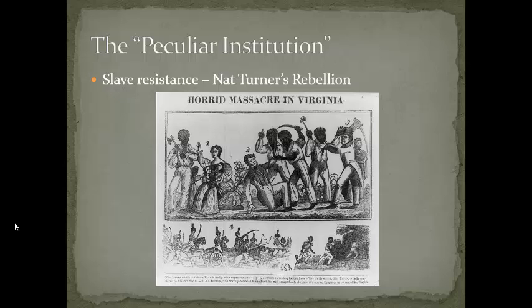And of course, running away, maybe not in these large-scale revolts, but people trying to make it to a free state, thinking if they could make it there, they would be free, which sometimes worked and sometimes did not. We'll talk about that a little bit later as well.